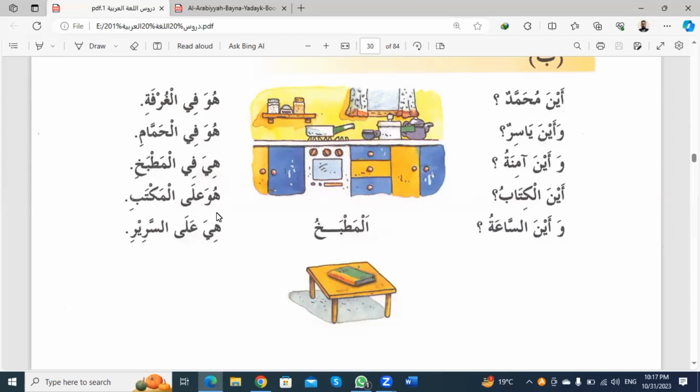So if I say that it is on the table. Where is the book? This is أين الكتاب? Where is the book? The answer is the book is on the desk. Huwa ala al-maktab. Right, very good. وأين الساعة? Where is the watch? On the bed. Ala sarire. Very good, right.